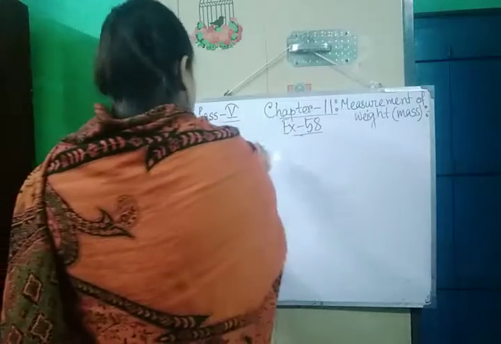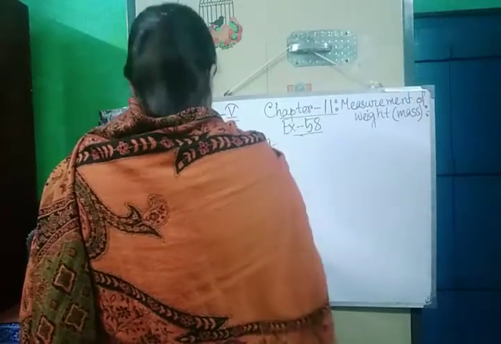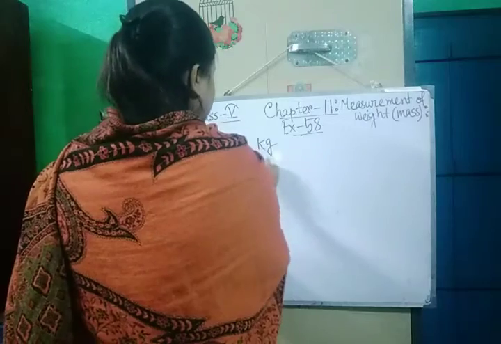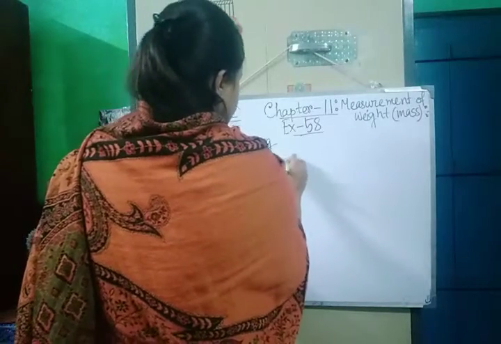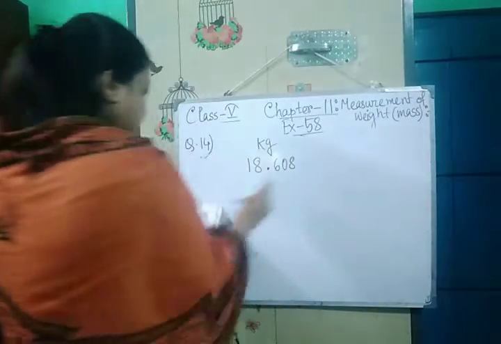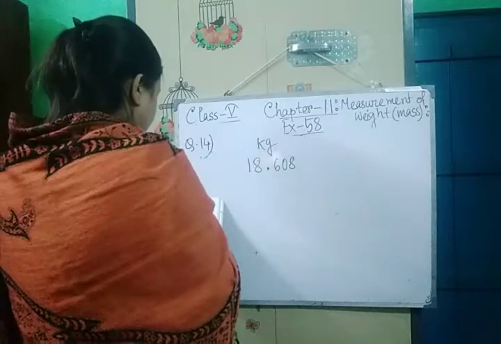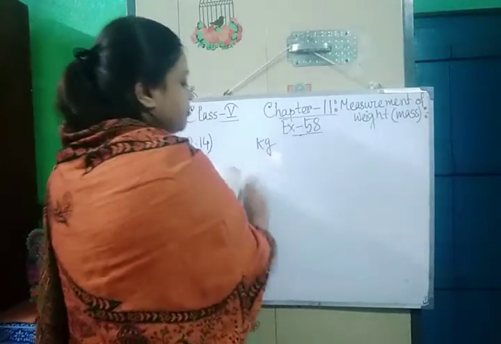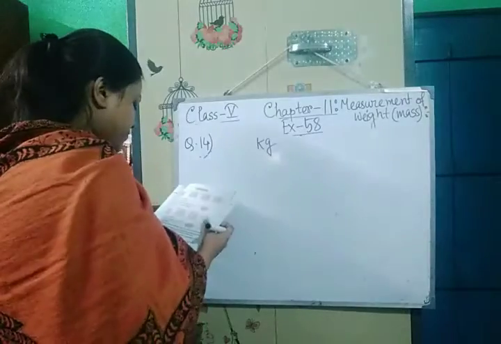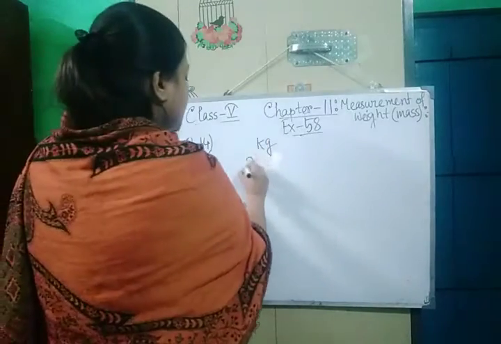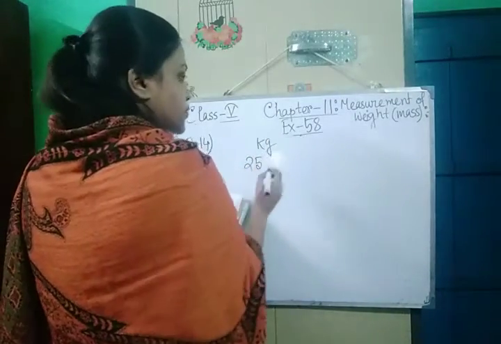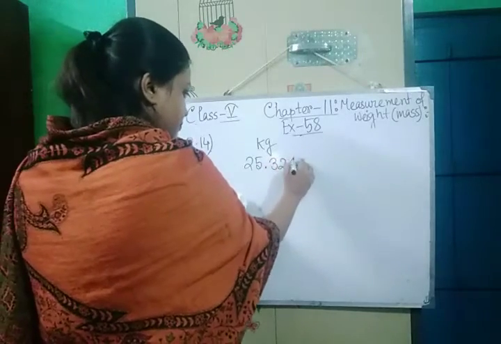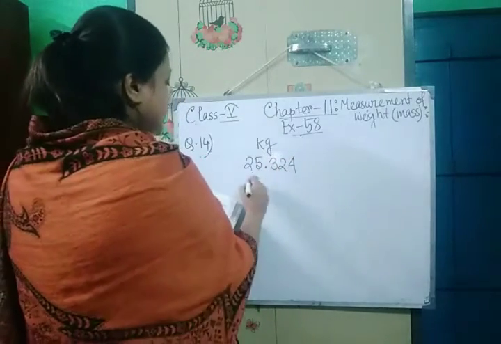So here 18 kg 608 grams, we can write it as 18.608 kg. The number from which we have to subtract is given, 25 kg 324 grams. So that means 25.324, and 18 kg 608 grams.